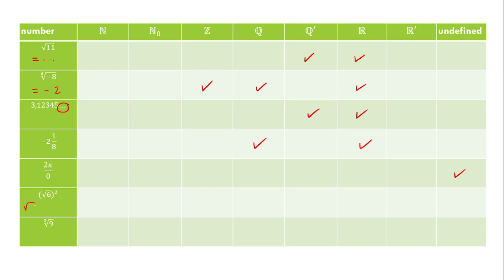This just means I've got 2 square root 6's, which is just going to be a 6. So that's going to be natural, whole, integer, rational, and real. And the last one, the square root of 9, well, that's 3 times 3, so that's just 3. So natural, whole, integer, rational, and real.